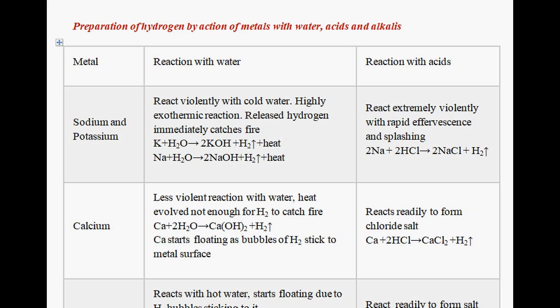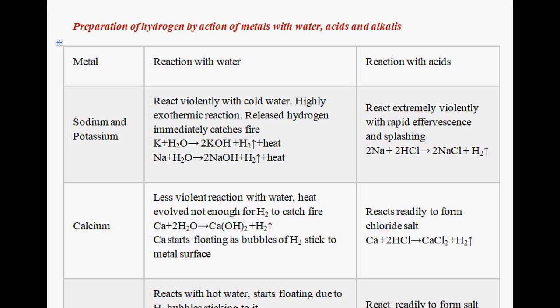That is, preparation of hydrogen by the action of metals with water, acids and alkalis. If we see here sodium and potassium, which are highly reactive metals, they react very violently with cold water. The reaction is exothermic and the hydrogen which is released catches fire immediately. If we look at the reaction, potassium combines with water, displaces hydrogen from water, forming corresponding alkali, that is potassium hydroxide, liberating hydrogen, and a large amount of heat is evolved.